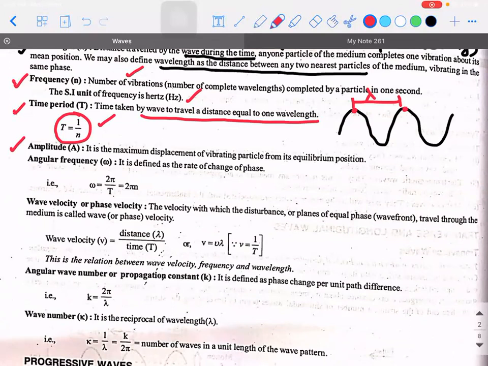So what is amplitude? It is the maximum displacement of the vibrating particle from its equilibrium position. So the distance from, I'll use another color, see. The distance from this point to the peak is what is called as amplitude of a wave. Guys, are you able to understand? Any doubt?